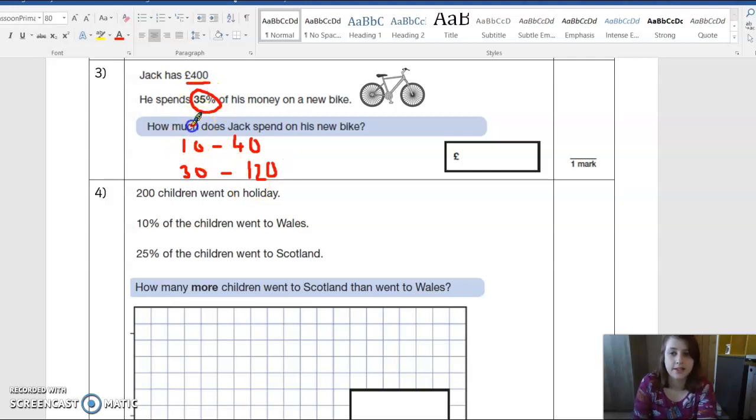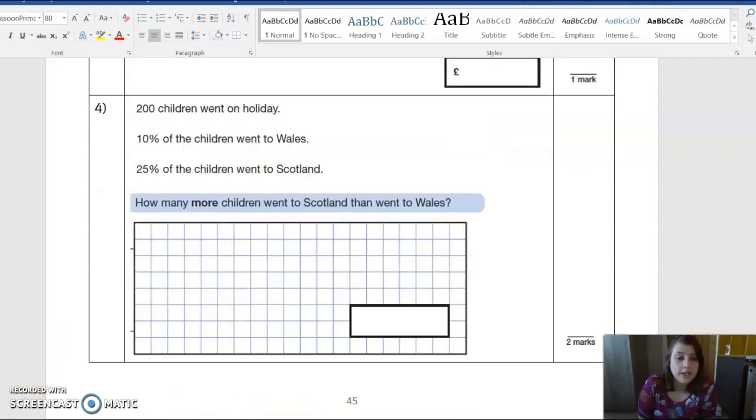So I've got my 30% there, and I need to add 5%. To get 5%, I'm just going to halve my 10%, so it's going to give me £20. So I just need to add £120 to £20. So he spends £140 of his money on his new bike. You might have worked the percentages out in a different way, but as long as you've got £140 as your answer. Okay, now question number 4 is a similar sort of idea.